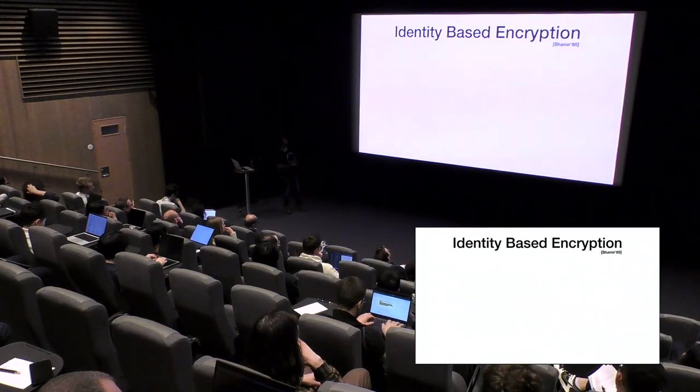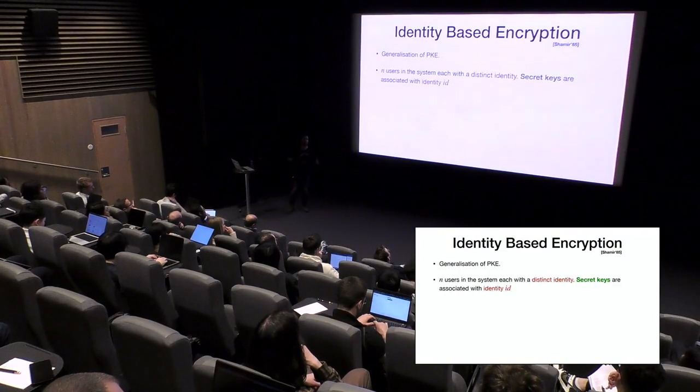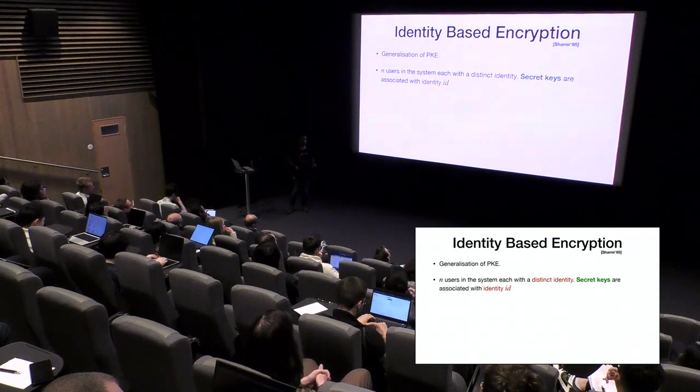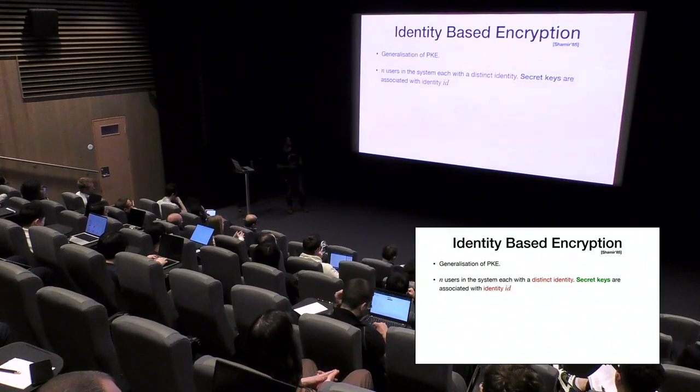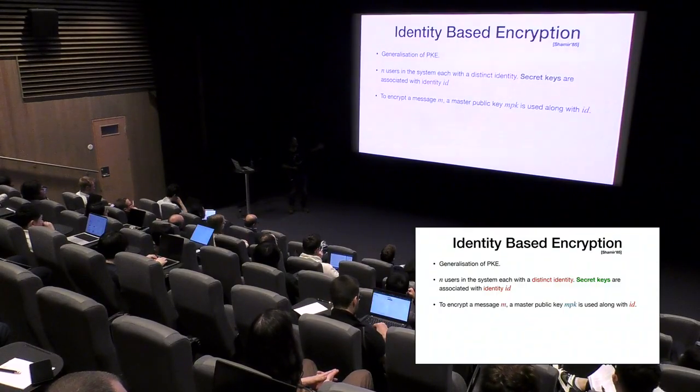Cool. Now, again, I'll just quickly go over what an identity-based encryption scheme is. It's just a generalization of a public key encryption scheme, where you don't have two parties, you have n number of parties in the system. And you don't want to maintain n many public key, secret key pairs. So you have n many secret keys, but just a single public key, which I'll call the master public key. So while encrypting a message, you take the master public key, the person's identity, and just encrypt it.